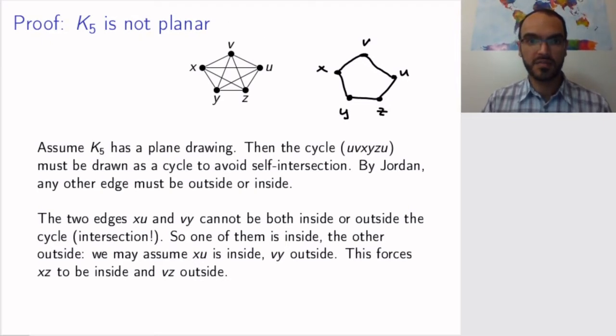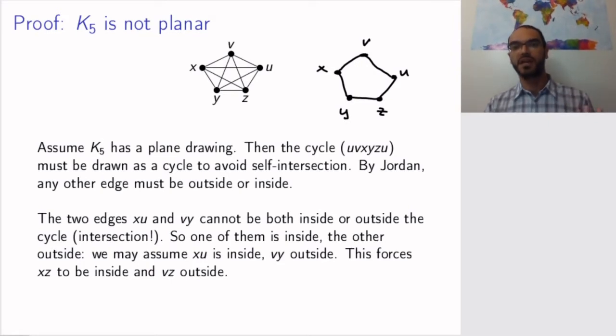And again, why is that? Well, that's because I have this cycle in the graph, so it has to go somewhere. And the only way to draw it in such a way that I don't get intersections between the edges is that I draw it just as this pentagon. So now, once I have the cycle, I have the inside and I have the outside. So let's look at the other edges. The goal is to fit all the other edges in a nice way.